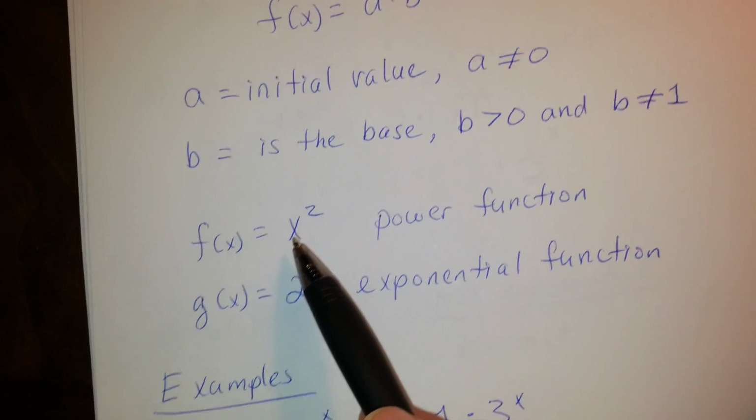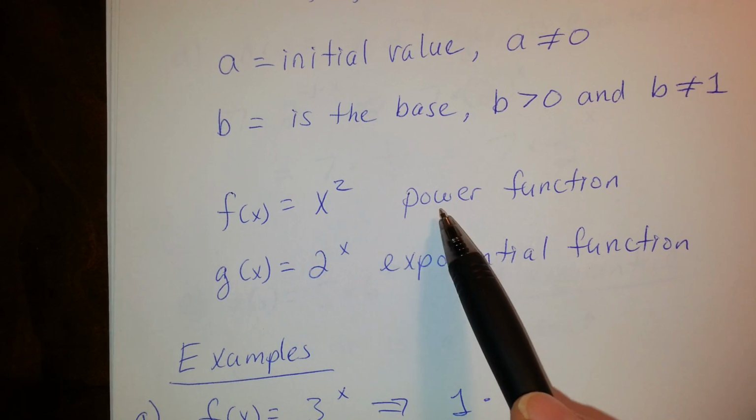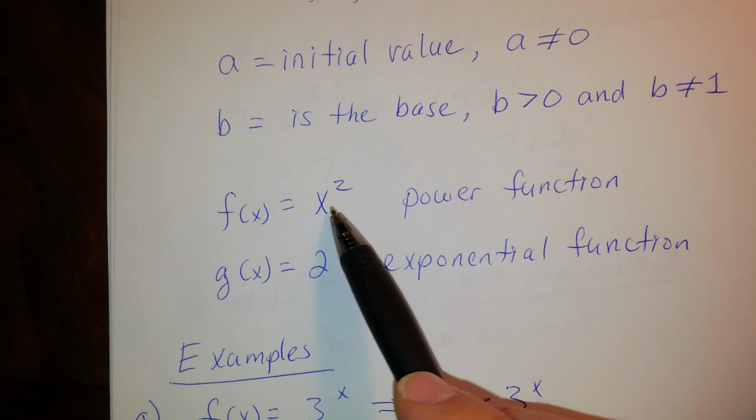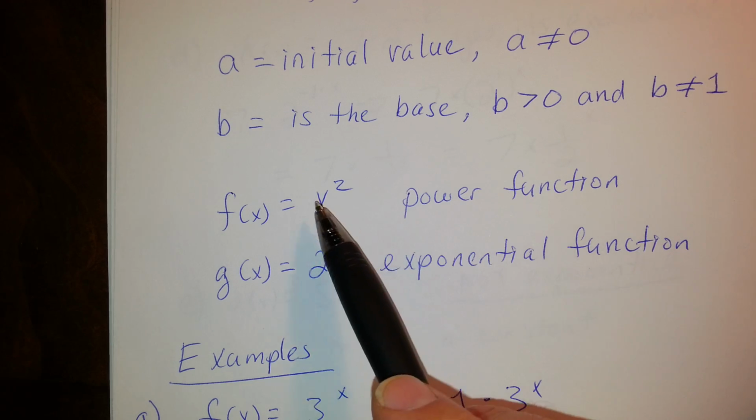All right, here's f of x equals x squared. This is not an exponential function. The variable is down here as the base. This is a power function, where you can plug in 3 squared, 4 squared, okay?